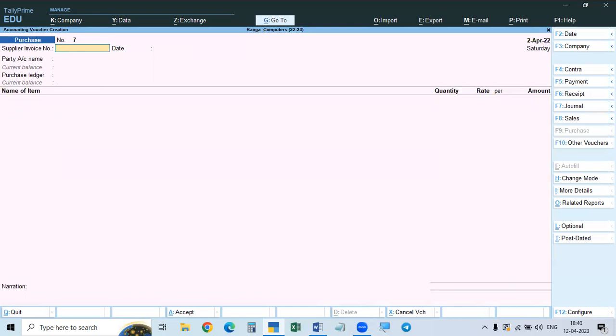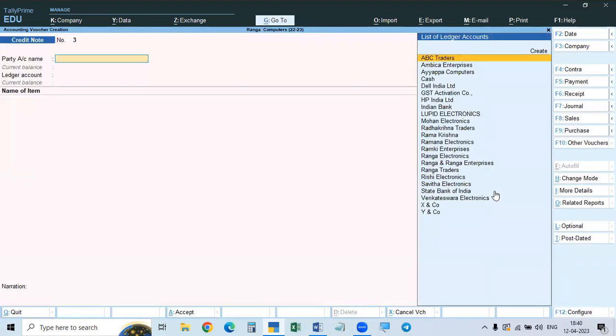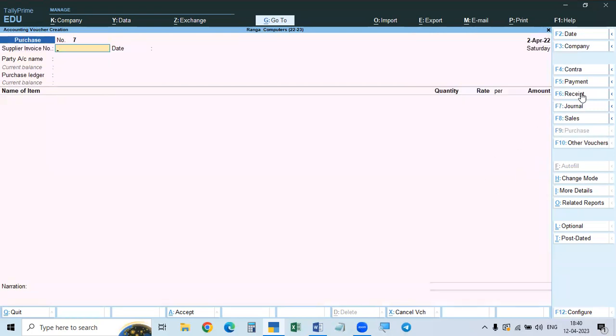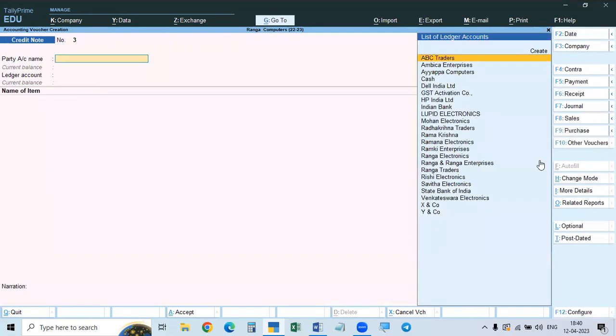Increasing the quantity means purchase is increased, so his account is to be credited. So we have to issue a credit note. Credit note means Alt F6, or you can go to other vouchers and select credit note. Instead of all this, simply press Alt F6 on the keyboard, and it will be credit note.